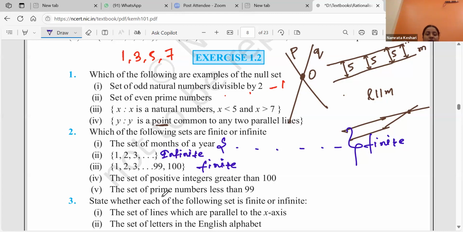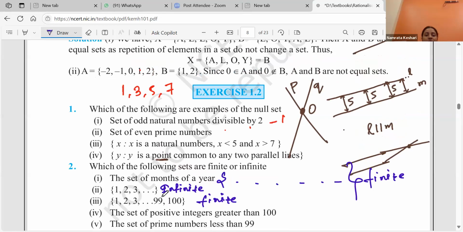Next, the set of positive integers greater than 100. Infinite, because you will be having positive integers after 100: 101, 102, 103, 104, 105, 106. Till which number, we don't know. It will keep on going and going. So this is an infinite set.